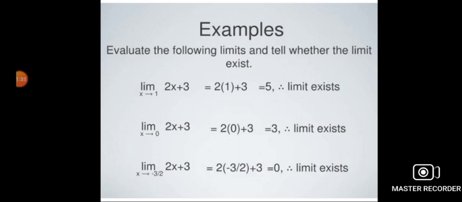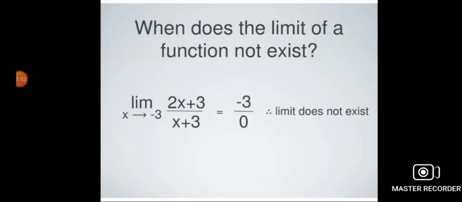The limit of the function 2x plus 3 as x approaches negative 3 halves is equal to 2 times negative 3 halves plus 3, which is equal to 0. The limit exists. When does the limit of a function not exist? The limit of the function 2x plus 3 over x plus 3 as x approaches 3 is equal to negative 3 over 0. The limit does not exist.